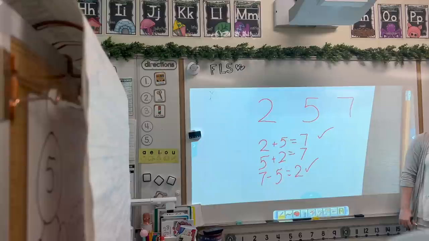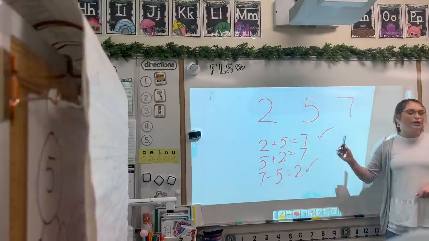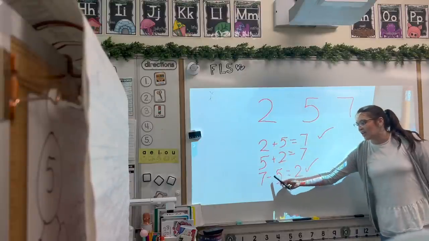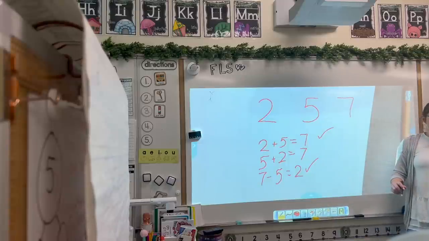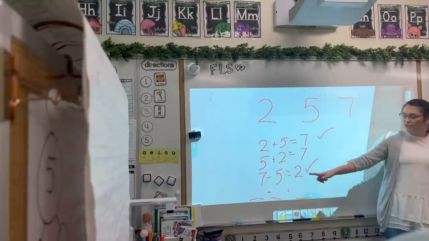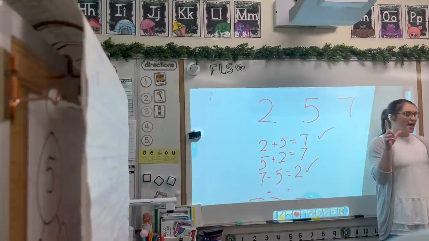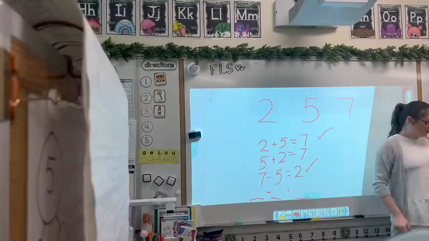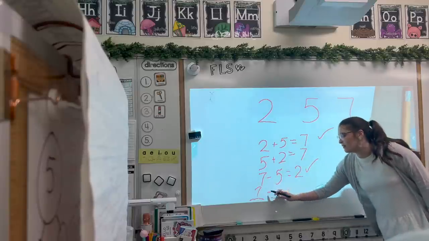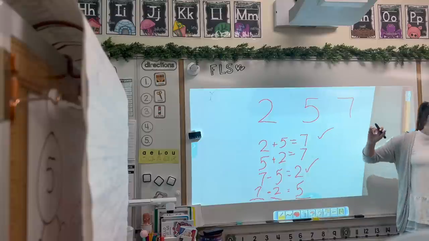I want to see if you can figure it out. We have 2 plus 5 equals 7. We have 5 plus 2 equals 7. We have 7 take away 5 equals 2. Can you figure out our last one? I'll give you a hint. Subtraction. Okay. We said we could take away 5 and it equals 2. Or we could take away 2 and it equals 5. So I can say 7 minus 2 equals 5. That's what I said. I love it.